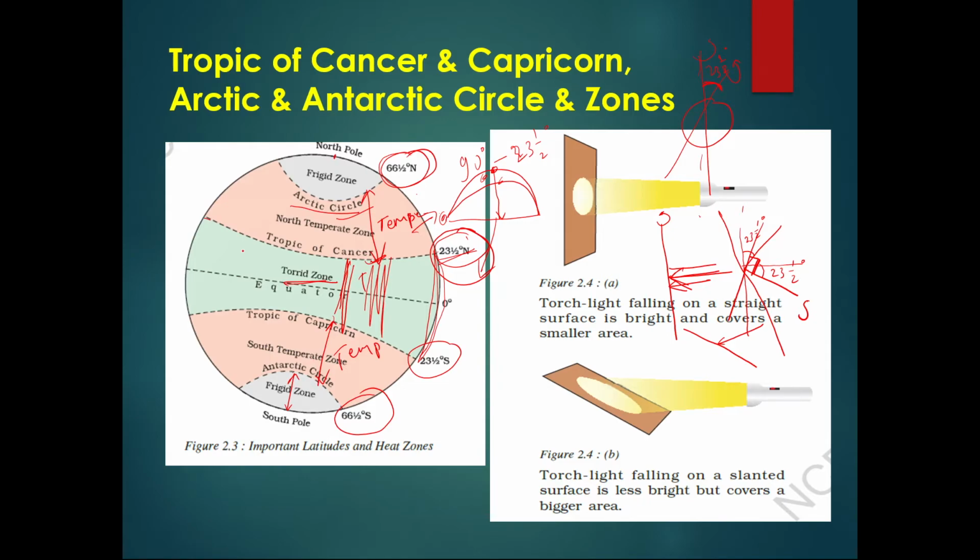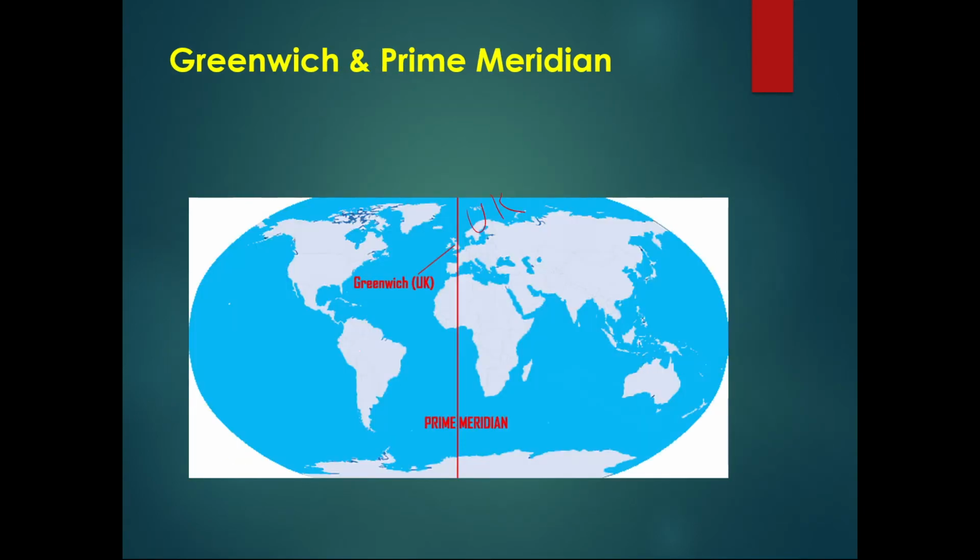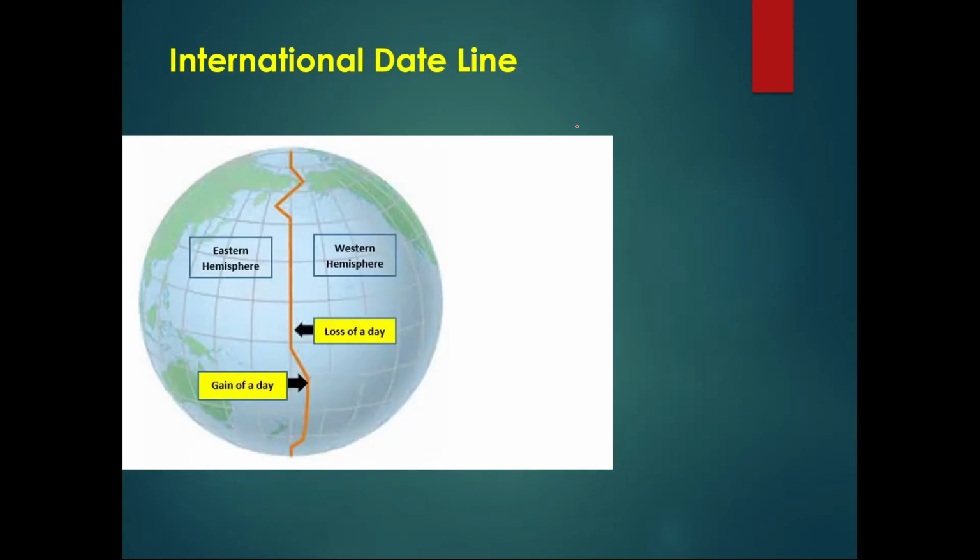What is the Arctic Circle? The one at 66.5 degree north is the Arctic Circle, and this 66.5 degree south is the Antarctic Circle. There is a British Royal Observatory located in Greenwich, and this meridian is called the prime meridian, and its value is 0 degree. So this is 0 degree longitude.